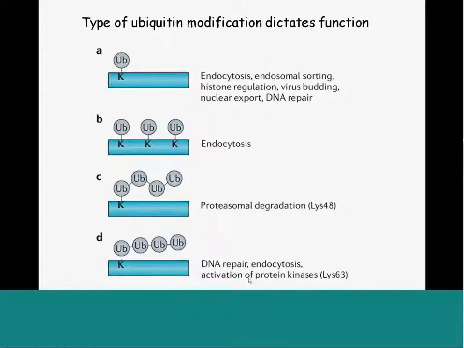DNA repair, endocytosis, and potentially activation of protein kinases, among other types of functions. And this is interesting to us because K63 has been linked to endocytosis, and that's part of what we study in my lab. And mono-ubiquitination itself has been linked to endocytosis and endosomal sorting and other functions, and multi-mono, so different lysine residues being modified by a single molecule, have been shown to be important for endocytosis.